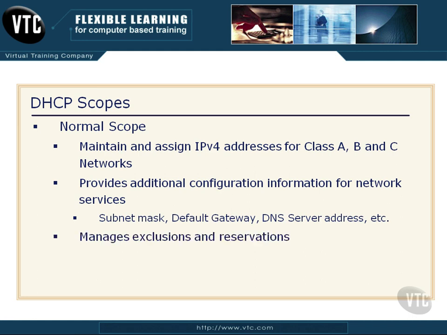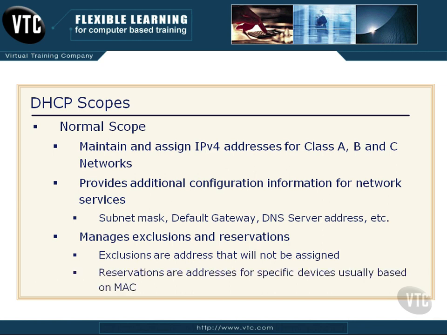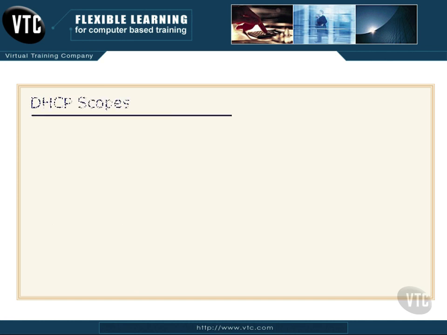And in the normal scope, we can also manage or offer exclusions and reservations. Now, exclusions are addresses that will not be assigned ever, and reservations are addresses for specific devices. And this is usually based on the MAC address, or just on the MAC, you'll hear it called. And that's the Media Access Control address that's hardwired into every network interface card.